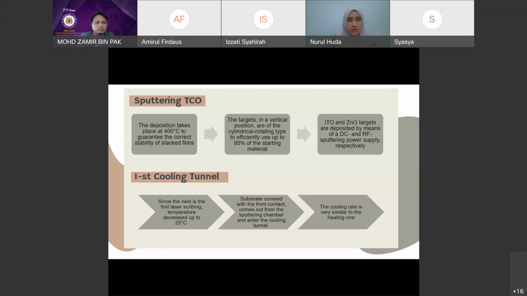Okay, after that is the first cooling tunnel. Since the next step is the first laser scribing, the temperature is to decrease to 25 degrees Celsius. The substrate covered with the front contact comes out from the sputtering chamber and enters the cooling tunnel. The cooling rate is very similar to the heating one.